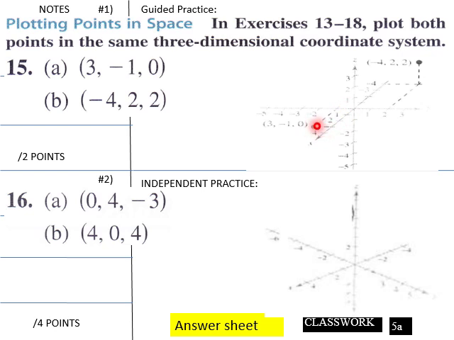And then -4, 2, positive 2, and then up 2 would be up here. So that's how we arrive at that.